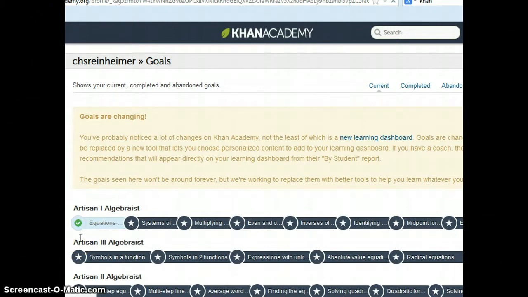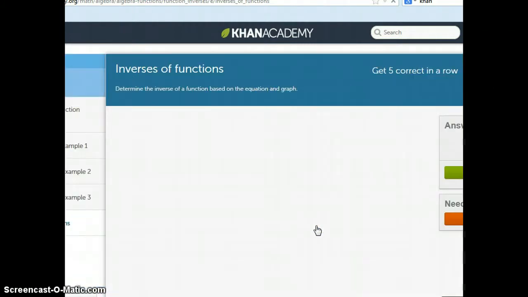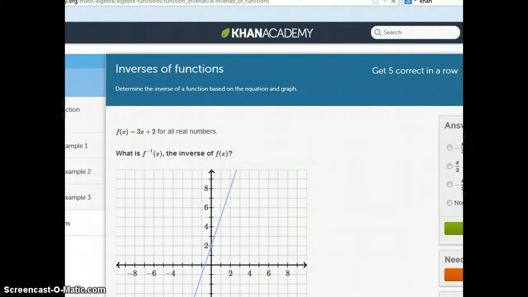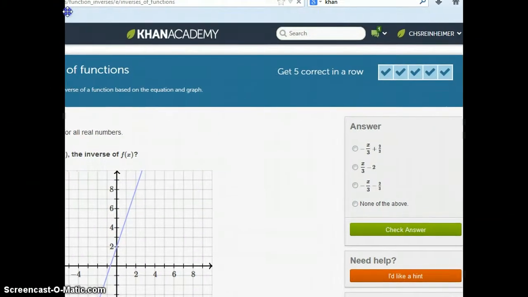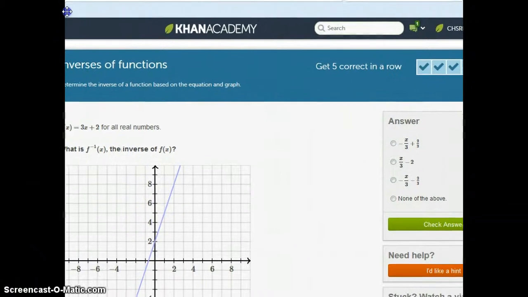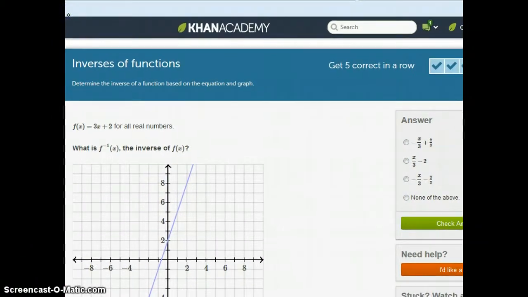Some are more difficult than others, but if you click on any one of these, like inverses, you see once again you just need to get 5 in a row to complete. It's really not that bad. If we haven't covered a particular topic, we will, don't worry. We'll get there in Chapter 1. Inverses are in Chapter 1. And I'd like us to set a tentative date for completing these by the end of the first grading period. That gives us a long time.